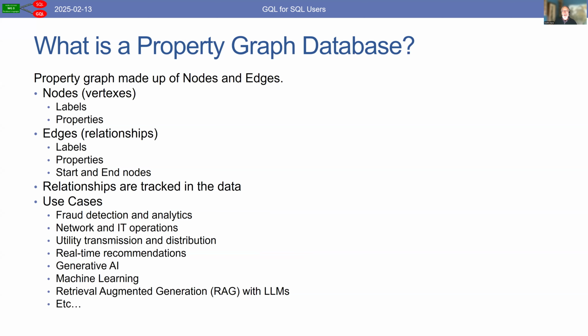There have been a number of use cases identified for property graph databases, including fraud detection and analytics. A property graph database is actually ideal for describing a computer network or utility transmissions or a water system. That can be used for real-time recommendations. More recently, property graphs have been used a lot with AI and machine learning and retrieval augmented generation. So there are lots of use cases for property graphs.